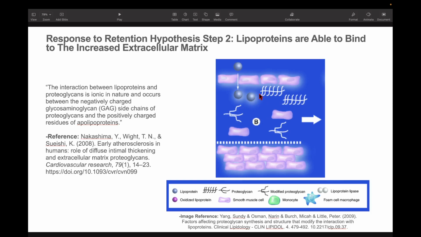And just so everyone's on the same page here, this is the lumen of the artery. So this is where the blood would be flowing. These are the endothelial cells. This is the intimal space, and then here's smooth muscle cells. And then you have an LDL or a lipoprotein moving in, and then here's the proteoglycan. So just so we're all on the same page.